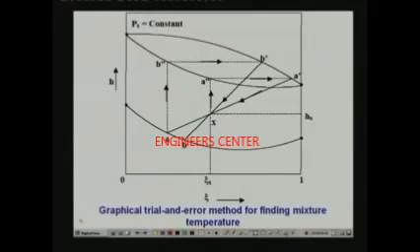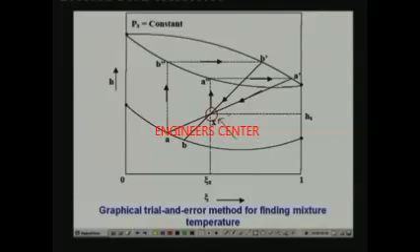Okay. So, in the graphical method, let us say that point x is the point in the two phase region, and I would like to find out what is the temperature of the mixture at this point. Initially, I know the mass fraction and the enthalpy of the two phase mixture, but I do not know its temperature. Okay.